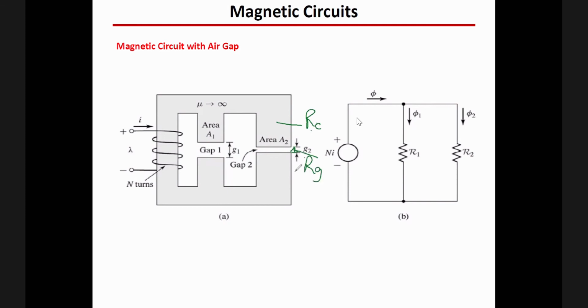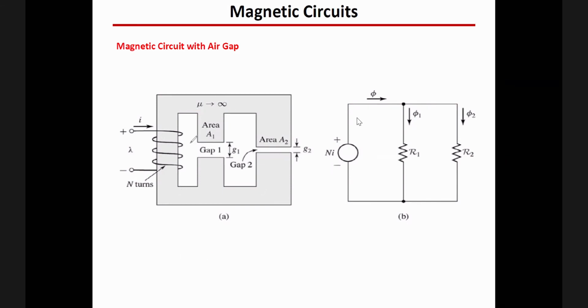Okay. So how can we represent, for example, this circuit, or change it to an electric circuit? First of all, here there is an assumption that the permeability of the material of the core is infinity. So what's the meaning of the permeability being infinity? This is an assumption. What is the reluctance in this case? Zero. Because it's L over mu A, right? So if mu is infinity, R will be zero.